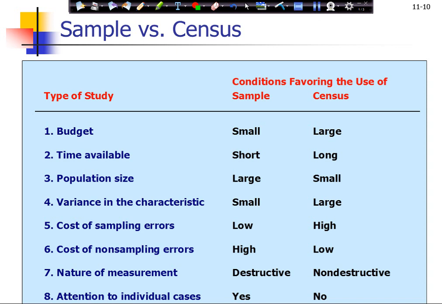How much time do we have to take a decision? Do we have enough time? Yes, we can go for much accurate results by doing a survey on census. No, if we don't have enough time, we need to take a quick call. We need to decide on something very quickly. Then we have no other choice than selecting sample to collect information.